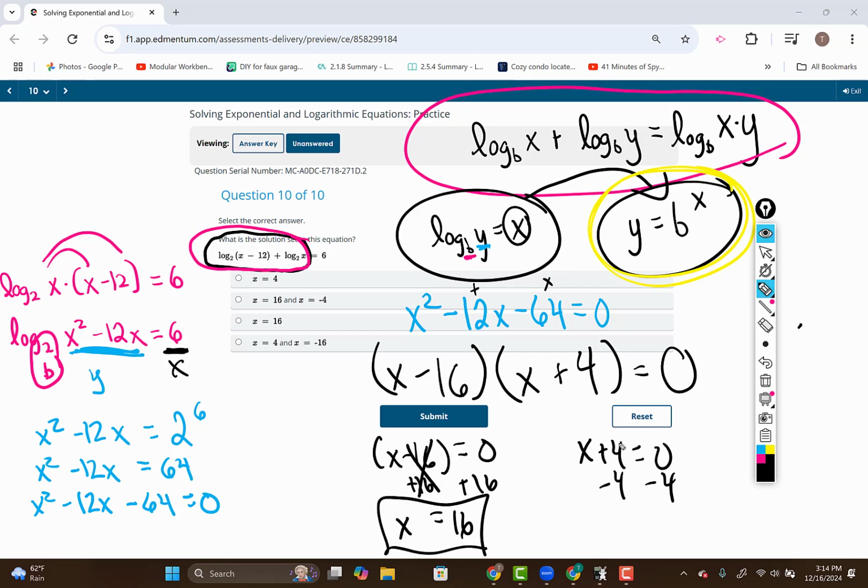Remember, we got to go back and check these. The negative answer of negative 4, not so sure. The same problem we had earlier: if we take negative 4 and substitute it back into the original problem for x, you're going to be taking the log of a negative number. Sorry, I lost my voice. You can't take the log of a negative number, so positive 16 is the only answer.